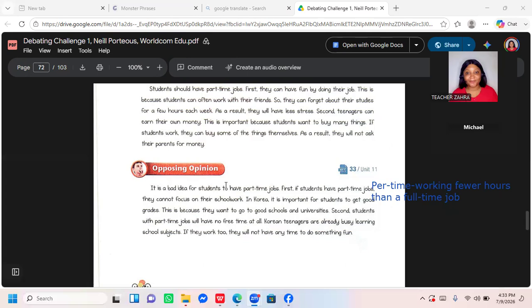Second, students with a part-time job will have no free time at all. Korean teenagers are already busy learning school subjects. If they work, they will not have any time to do something fun.